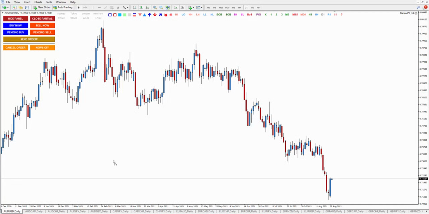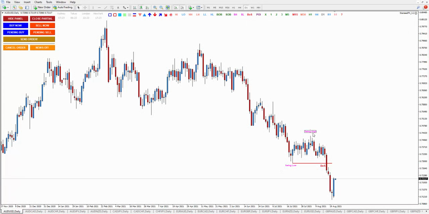Alright, let's start right now from Aussie dollar. Aussie dollar has been sideways around here and finally it breaks below. So here is our swing high, this is our swing low, and here is the break of structure, and our order block is the last bullish candle before the breakout happens. So here is your order block.